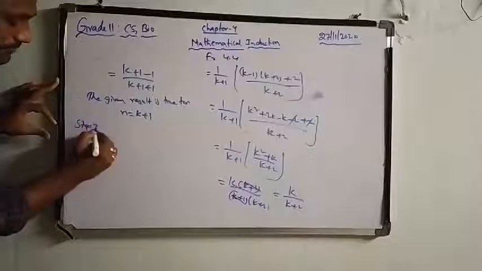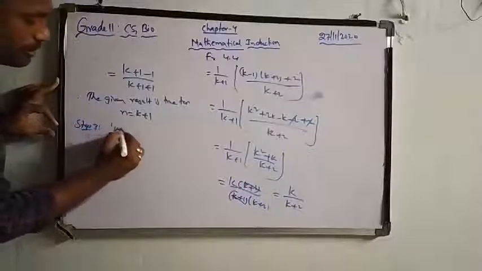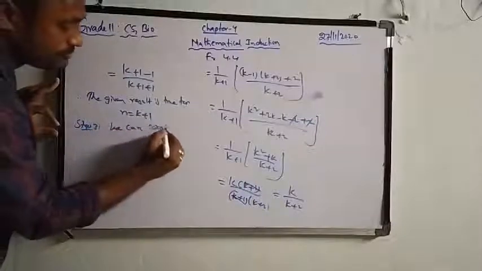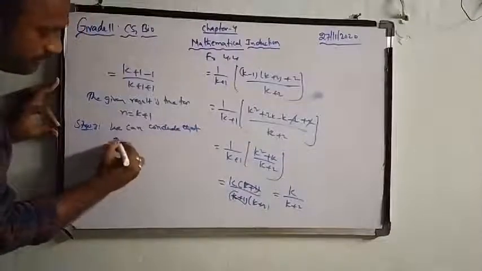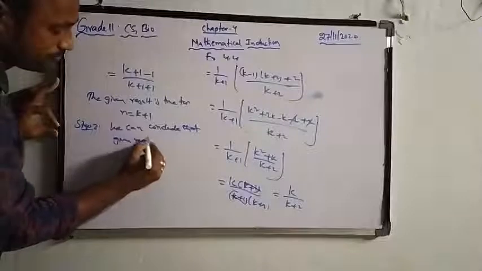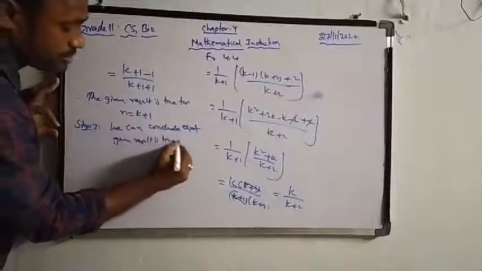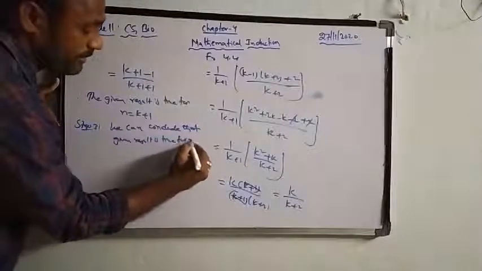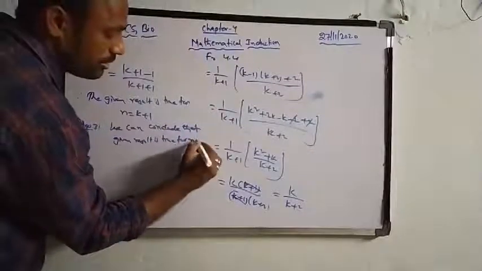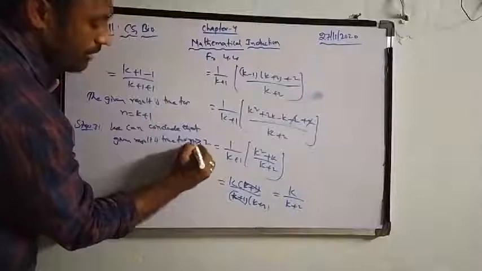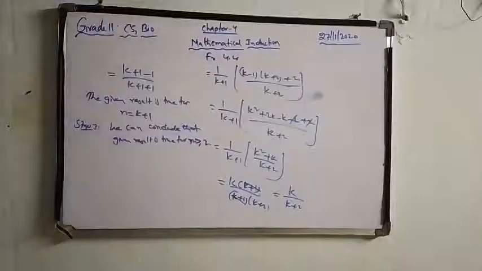Step 3. We can conclude that the given result is true for n greater than or equal to 2. For all n greater than or equal to 2, the given result is true.